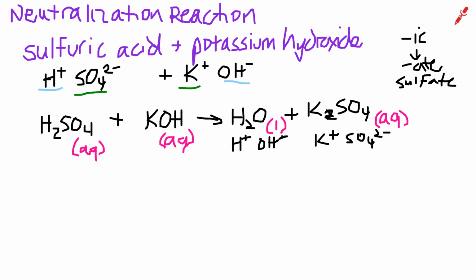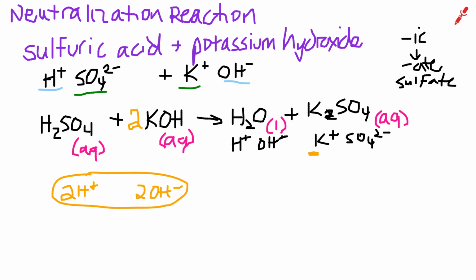There are 2 potassiums on this side, so I could put a 2 in front of that. Think about this again. There are 2 OHs on this side. There are 2 H pluses. Those will combine together to give you 2 waters. So we'd put a 2 in front of that there. And then we would say that this is the balanced neutralization reaction.